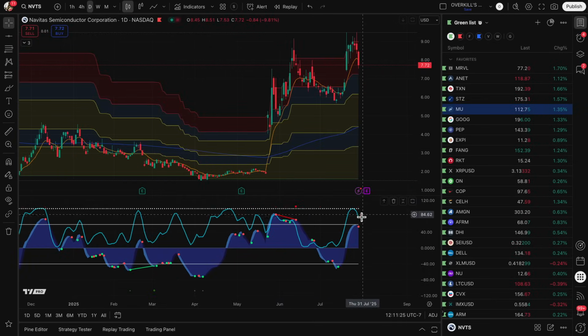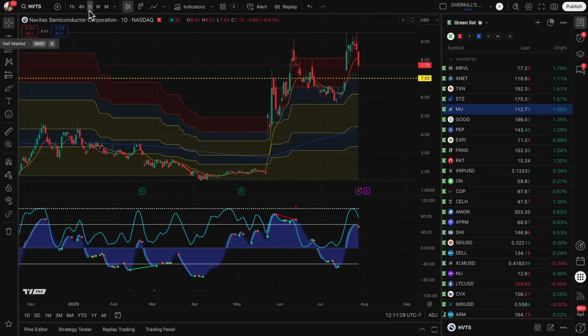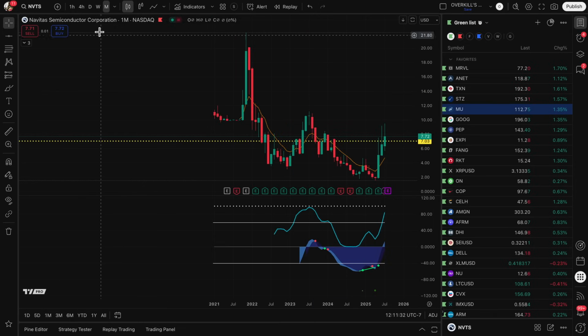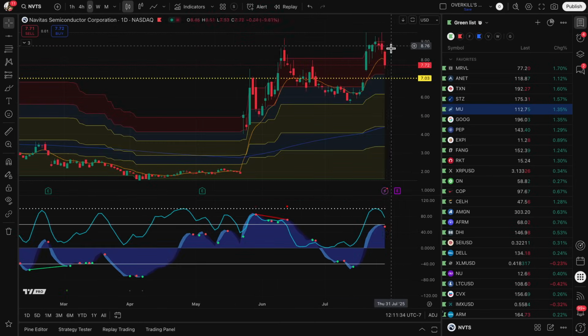NVTS, that one's selling off. So that one has a red dot in the red zone here. I would either take some off or set a stop loss right there at 7. Okay, it's green on the monthly, but again, we're up in the red zone. So we're not looking to take trades in the red zone with our strategy.